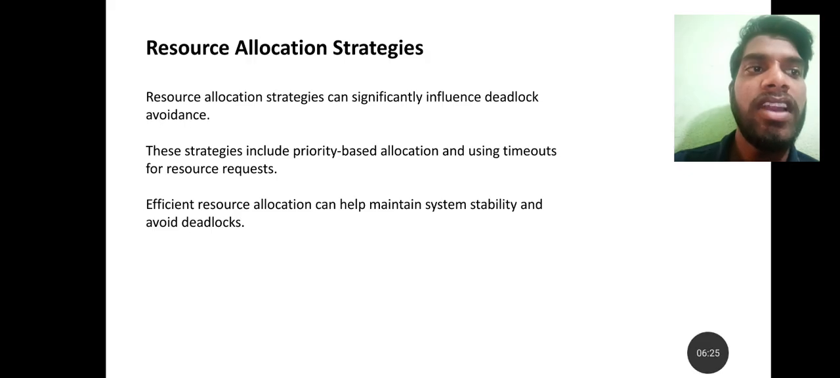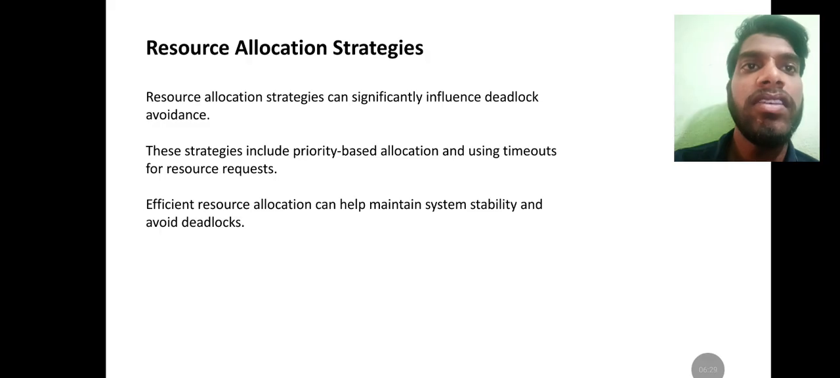Resource allocation strategies. Resource allocation strategies can significantly influence deadlock avoidance. These strategies include priority-based allocation and using timeouts for resource requests. Efficient resource allocation can help maintain system stability, avoiding deadlocks.